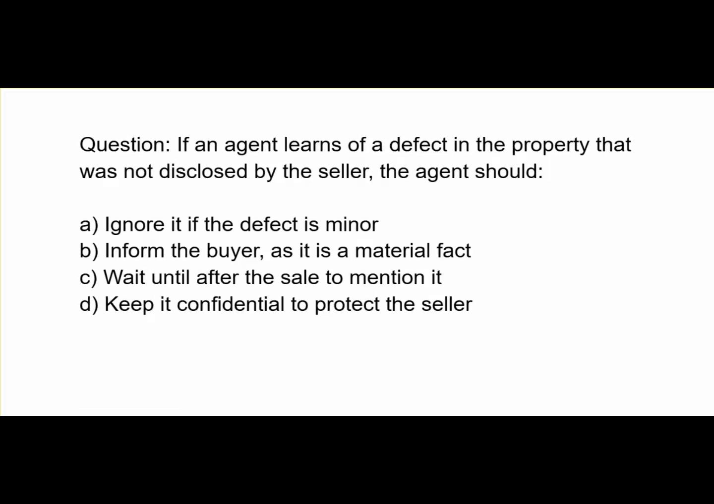If an agent learns of a defect in the property that was not disclosed by the seller, the agent should A, ignore it if the defect is minor, B, inform the buyer as it is a material fact, C, wait until after the sale to mention it, D, keep it confidential to protect the seller.